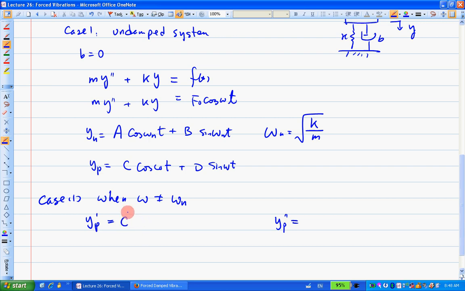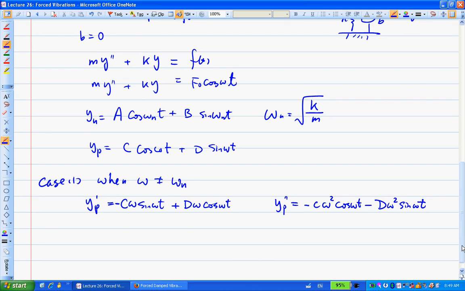C omega negative sine omega t plus D omega cosine omega t, negative C omega square cosine omega t plus D omega square, not plus, minus, sine omega t. Yes, sine. Okay, so that's YP prime and YP double prime.